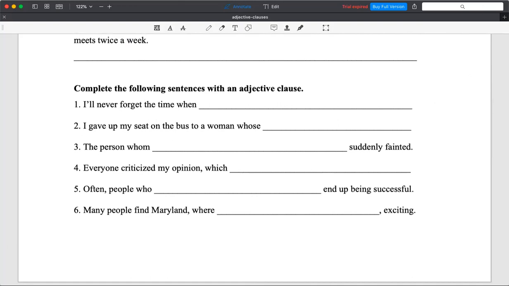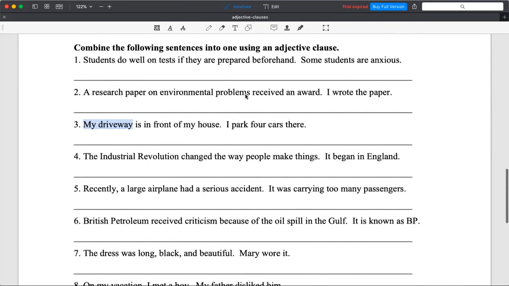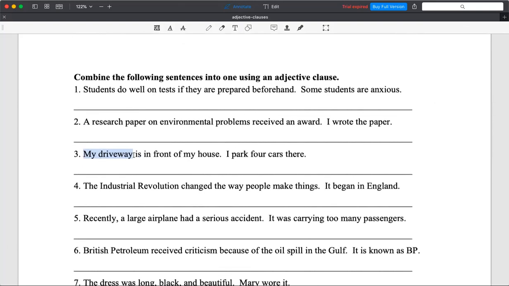Your sentence has a dangling modifier, Fiona. For number three, if I say my driveway is in front of the house and then I put it in that sentence right after that, I have a dangling modifier. What is a dangling modifier? The sentence that I'm reading in the chat box is, my driveway is in front of my house where I park four cars. This is incorrect, because where I park four cars should be right after my driveway. And then you say, my driveway where I park four cars is in front of my house. If I have where I park four cars at the end of the sentence, it is incorrect. Even though it might look okay, it is not.